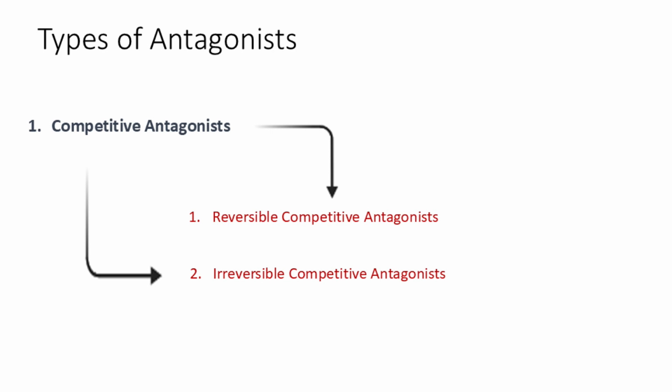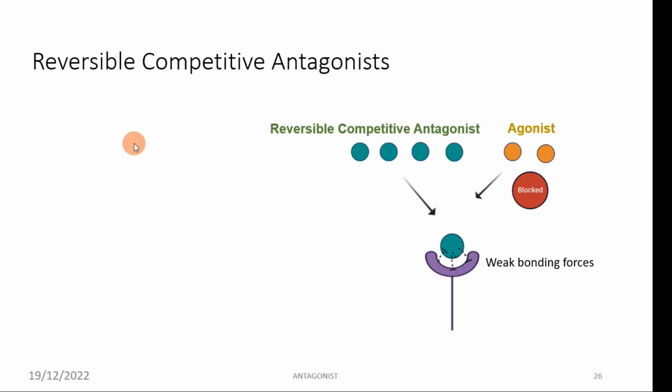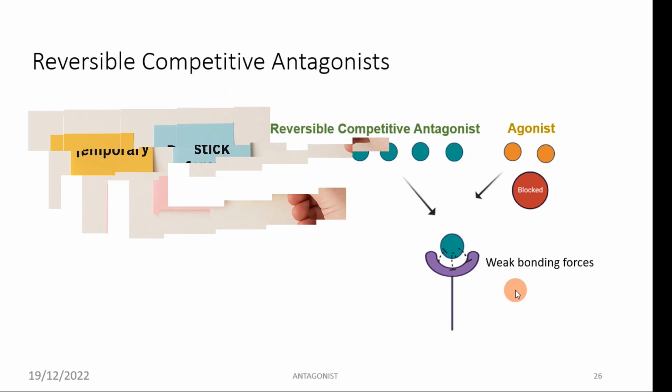Exactly. It all comes down to the type of chemical bond they form. Reversible competitive antagonists use weak, non-covalent bonds. Weak bonds. Like hydrogen bonds. Van der Waals. Those kinds of forces, yes. Think of it like using sticky notes. They stick, but they're not permanent.